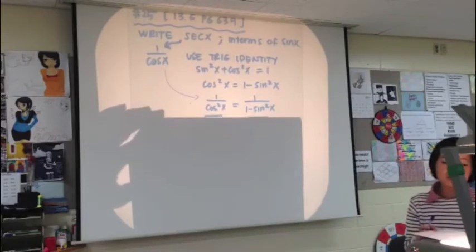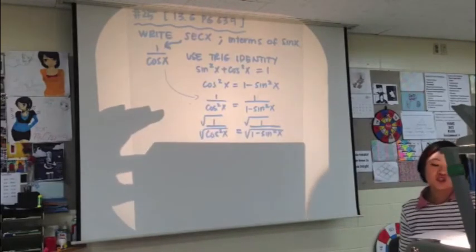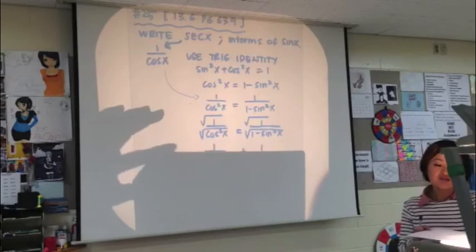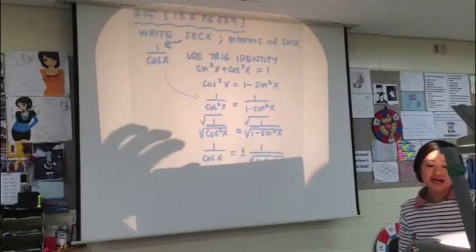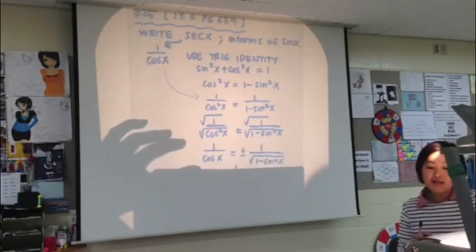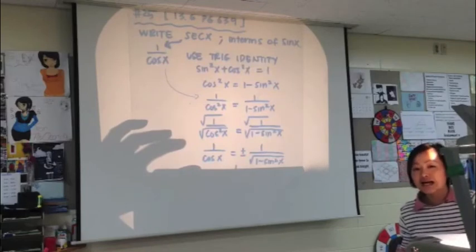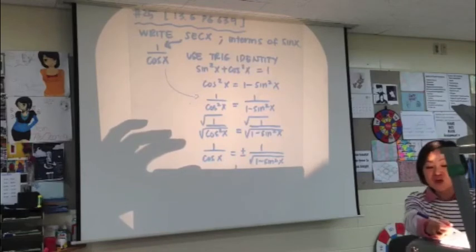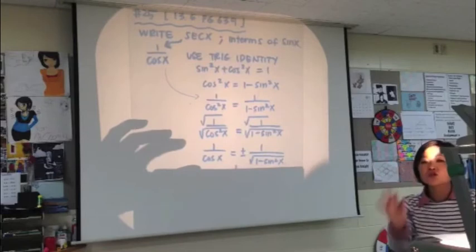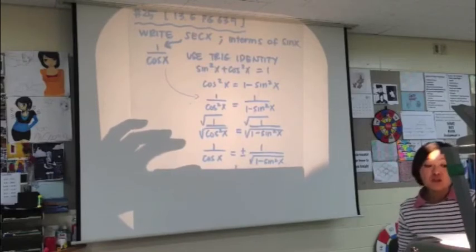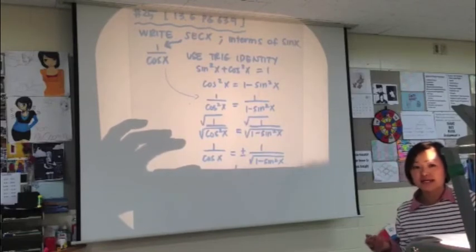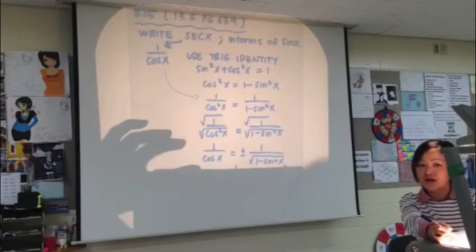So what we do is we square root both sides, and here's what we get. Finally, 1 over cosine x is equal to plus or negative 1 over the square root of 1 minus sine squared x. And we leave it like that. I know you're tempted to rationalize this, but you just leave it like that for now, okay? So if I say 1 over cosine x, it's actually equal to this.